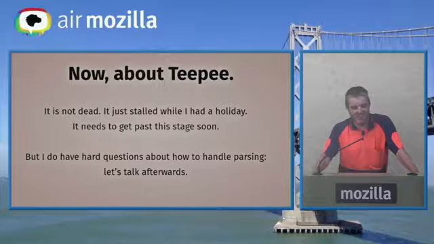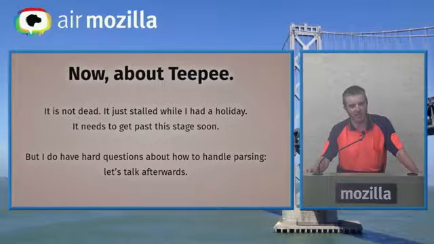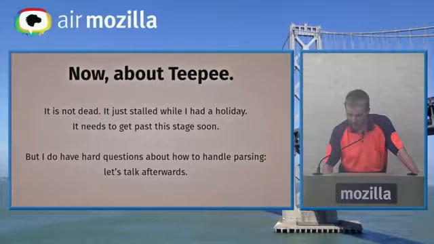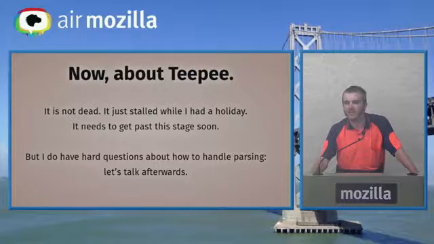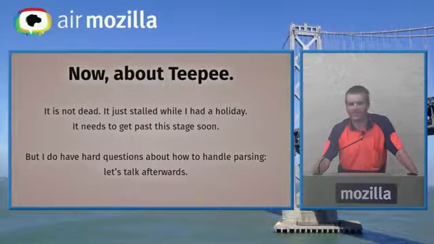It needs to get past this stage soon, but there are some pretty tricky questions to do with how precisely parsing in particular should be handled. I would be interested to go talking with various people about it afterwards, perhaps at the table over there or something like that. If you're interested in helping out with that, feel free to come over. And I think that that's it. Anyone have any questions, complaints?